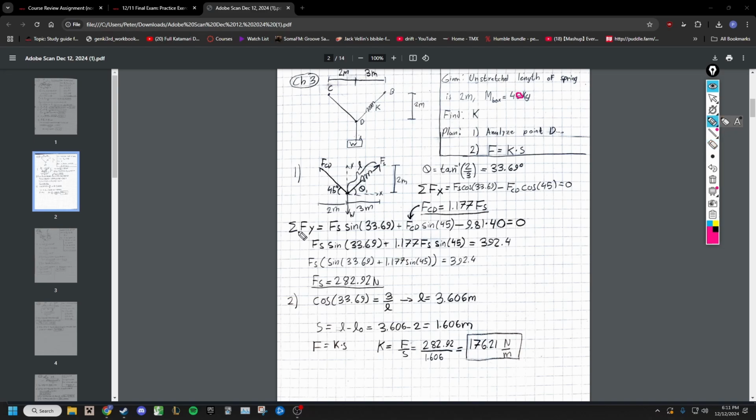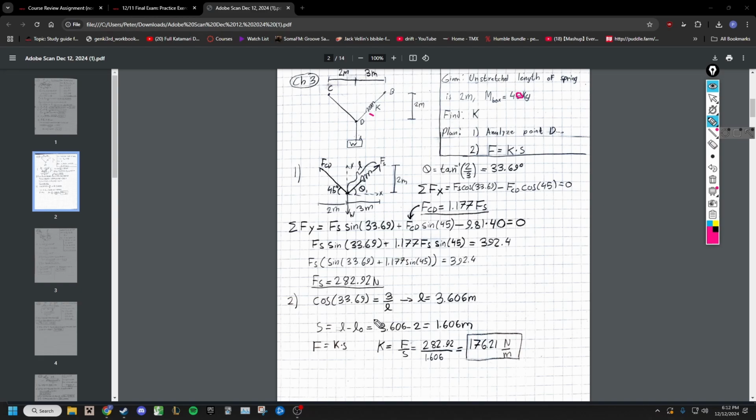From there, the next step, we get our F of y, and now that we have FCD in terms of F of s, we can just plug it in. We have one equation, one unknown. Here's the 40 instead of 45. And we find that the force from the spring is equal to 282.92 newtons.